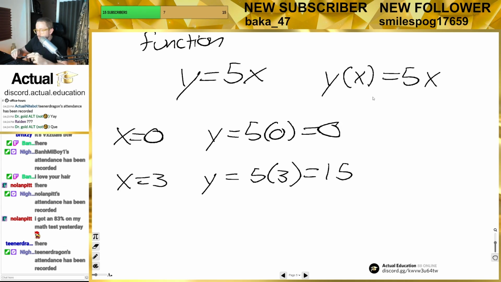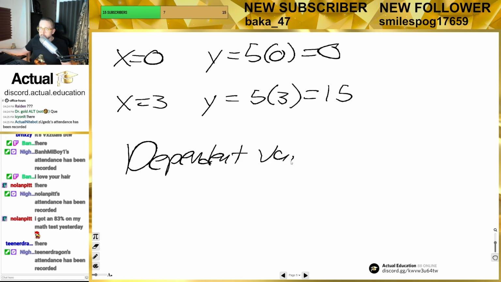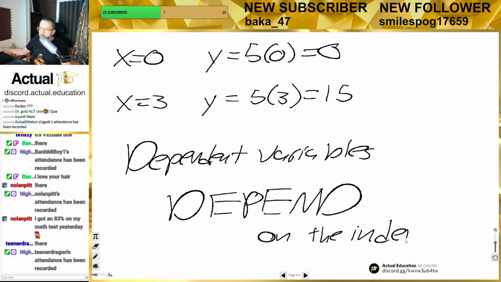The dependent variable is how many kills, and the independent variable is how many games. Dependent variables depend on the independent. Do you see how the number of kills you got depends on how many games you've played? The number of games you play doesn't depend on how many kills you got, right?